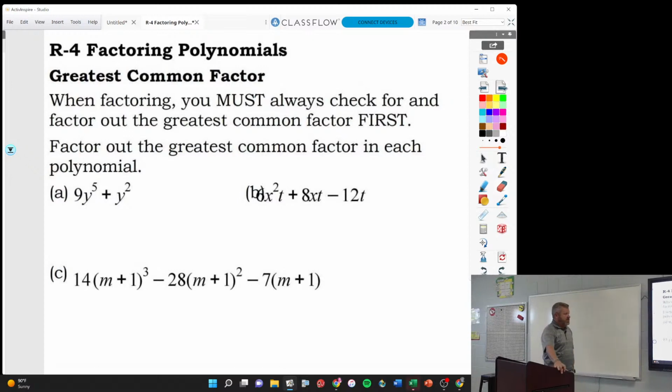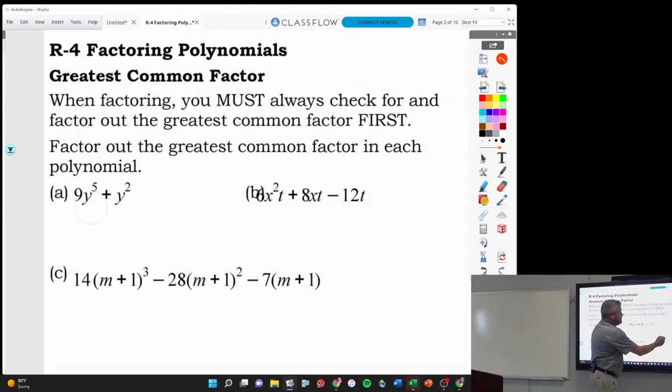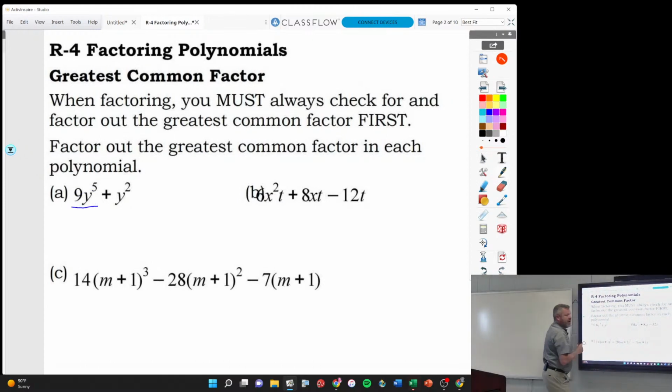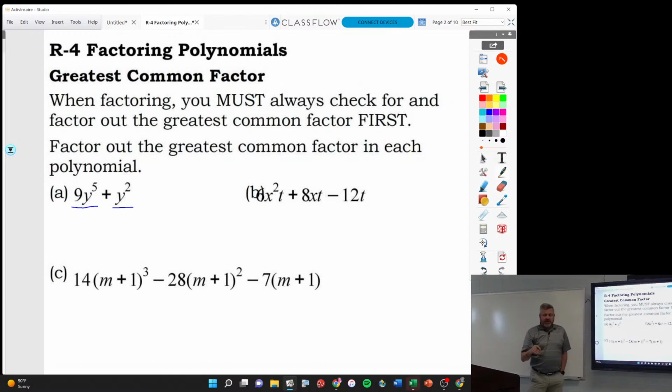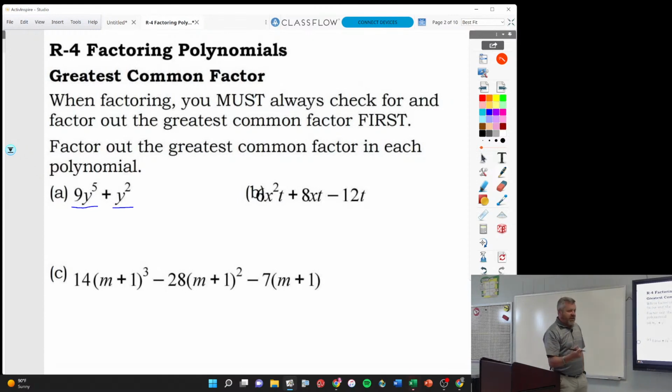So letter A here says 9y to the 5th power plus y squared. So here we see two terms. And remember, terms are separated by either adding or subtracting. So in this case, I have a term of 9y to the 5th power, and I have another term of y squared. So in factoring, you want to look at each individual component of each term.